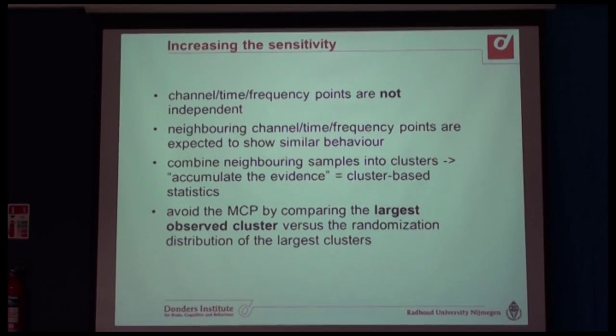And again, we're avoiding the multiple comparison problem by comparing the largest observed cluster versus the randomization distribution of the largest clusters. So we're still using the maximum statistic, or the most extreme statistic, but it's not the most extreme observation, it's the most extreme cluster.